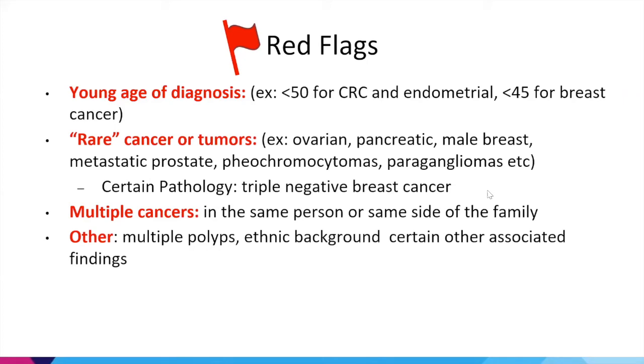We also think about multiple cancers. So again, if there's a hereditary component, we would expect that this genetic change is in all the cells of the body, and therefore the same person would have an increased risk for multiple cancers. And then if it's passed on in the family, we would expect to see multiple family members on the same side of the family. And then there are some findings non-specific to cancer that would put someone at a higher risk to have a hereditary predisposition. And that could be an ethnic background, but also other associated findings. Sometimes we get referrals for certain skin lesions that aren't cancerous, but could be an indication of a specific hereditary predisposition to cancer.